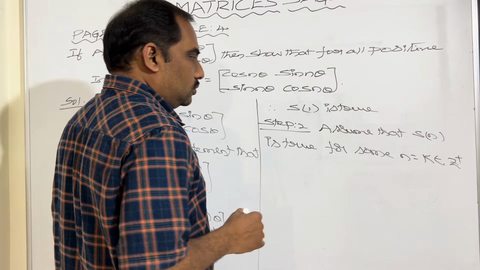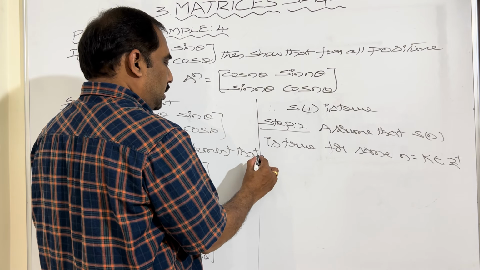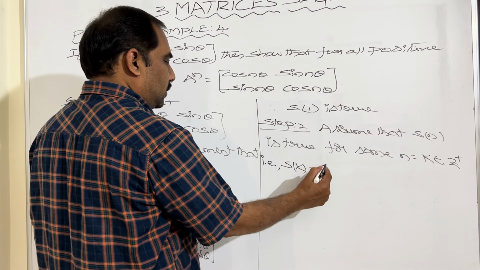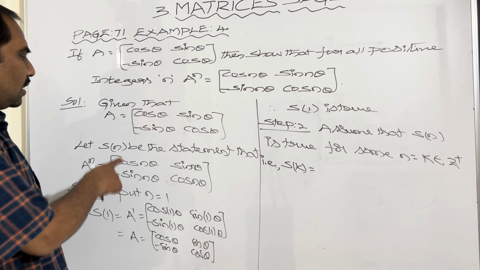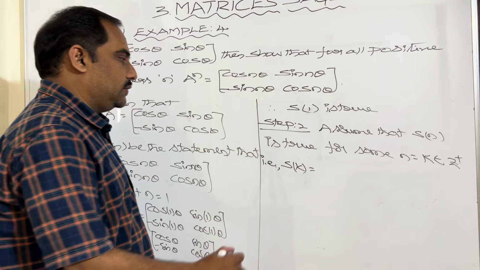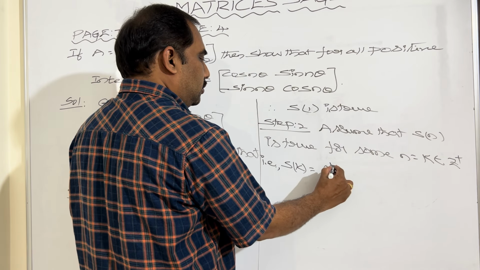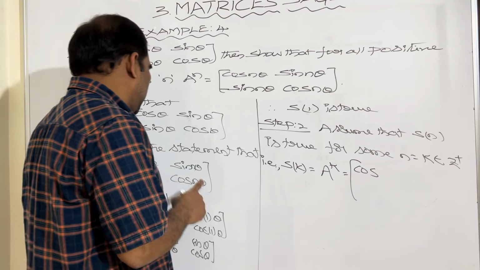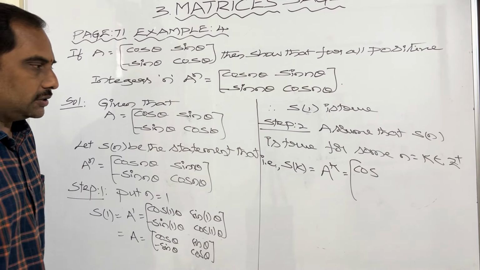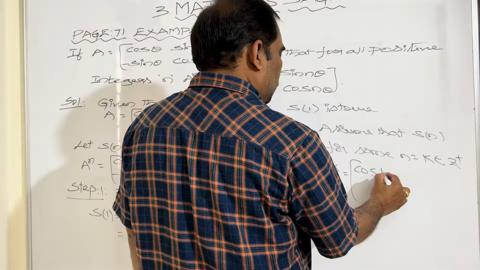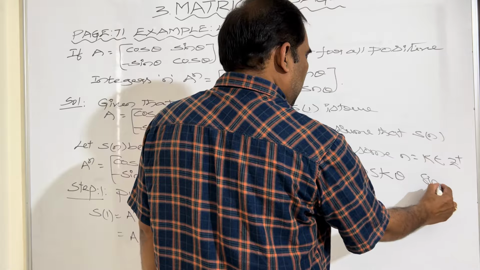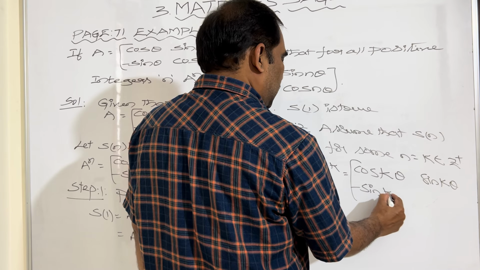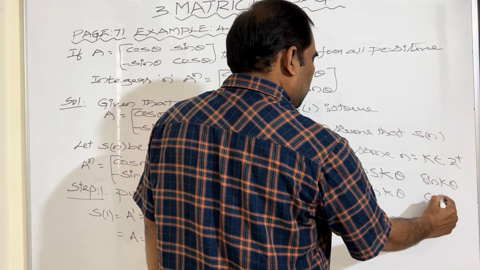So what we have to do now in step 2? The meaning of this is S of k is equal to the matrix A to the power of k is equal to, replacing n by k in the A to the power of n matrix, cos k theta, sin k theta, minus sin k theta, cos k theta.